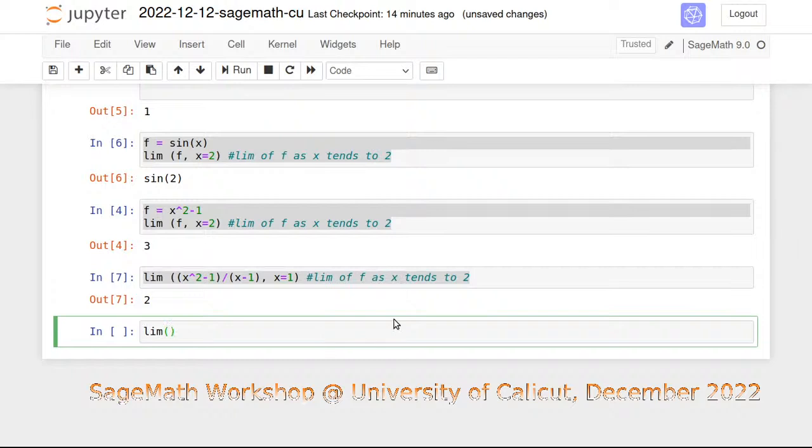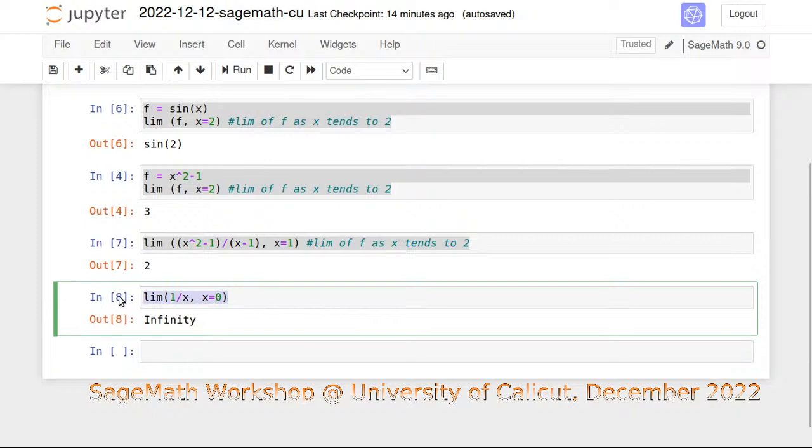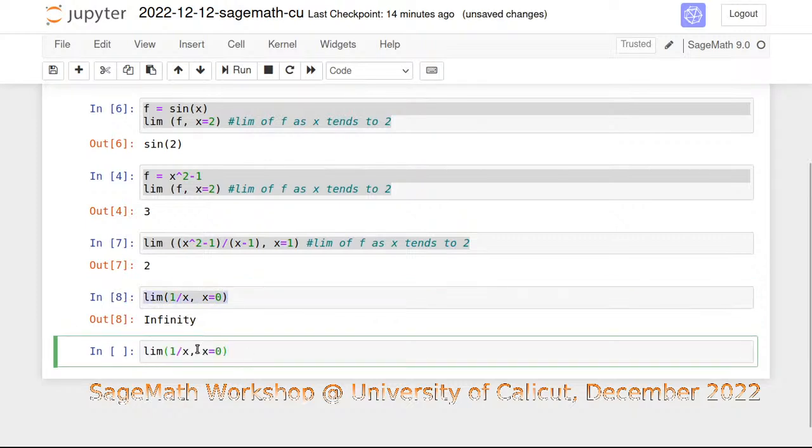Limit 1 by x as x goes to 0. It says infinity. I am not very sure about that, because as x goes to 0, it depends on from where exactly it is going. If it's going from the left side, it's going to be all negative values and probably it's minus infinity. But anyway, it gives infinity, that's it. It gives only the positive limit in that case, it seems.